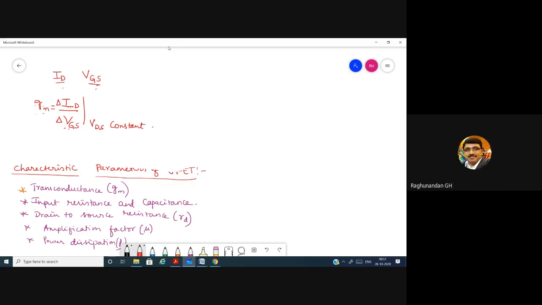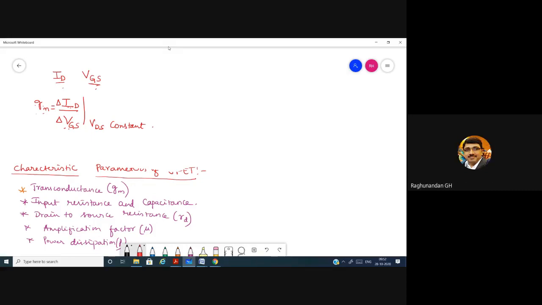Put it in words. Delta means what? Change in the drain current, sir. Change in the drain current to the change in the gate to source voltage, keeping VDS constant. Okay, so this is transconductance.